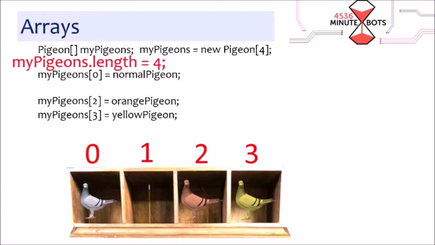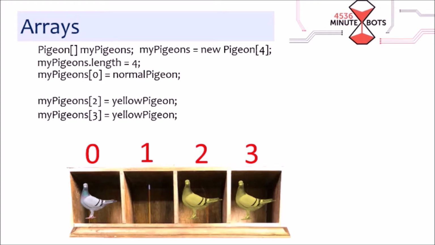And note that the length remains 4 because it's not the number of pigeons, it's the number of slots that are available. Now I alluded to the thought that these are not actual pigeons, these are pointers to pigeons, and that's something you have to kind of wrap your brain around. So you could actually put yellow pigeon in both slots 2 and 3, but because it is yellow pigeon, it is actually the same pigeon.